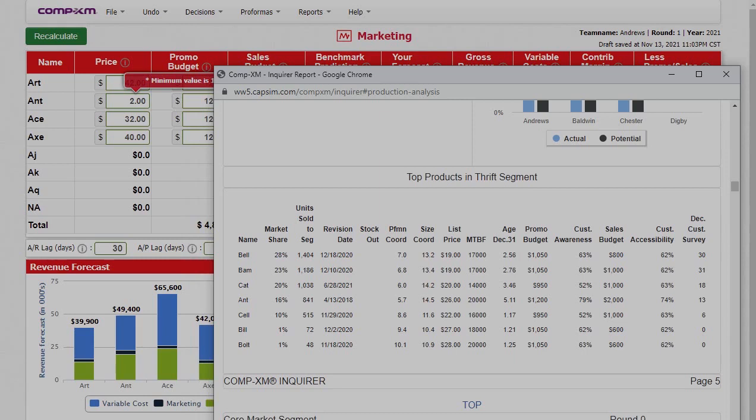Our next product is Ant. This is a thrift product. It is priced at 26. This is too much because if we check what others are doing, the first product was Bell. It was priced at $19 per unit, and they sold 1,404 units in thrift market segment, compared to our product Ant, which sold only 841 units.